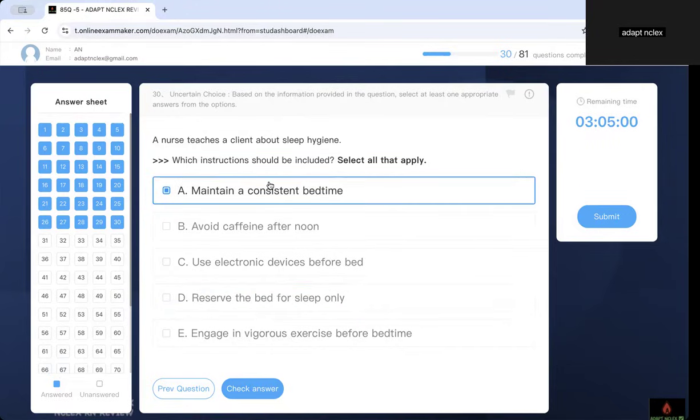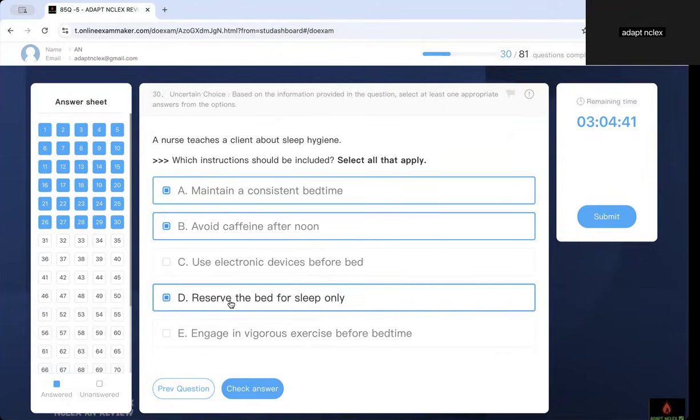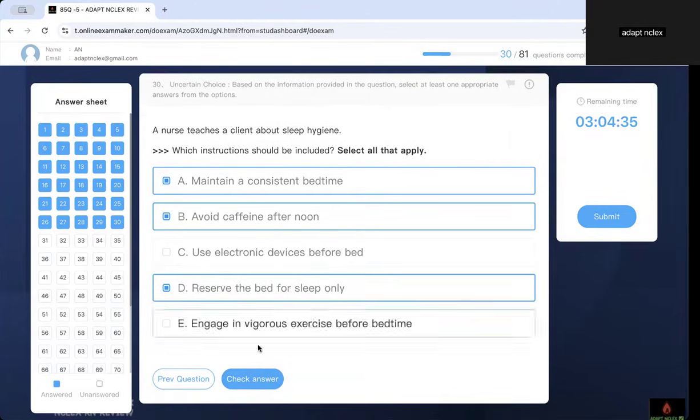A, consistent: your body gets used to it. Caffeine, you're not going to sleep, so if you avoid it, it's good. Using an electronic device before going to bed is not good. You stay on it and you pass your bedtime. Don't use it. Reserve the bed only for sleep; when you're ready, go lay down. Exercise should be far away, 4 hours minimum before you go to sleep. Therefore, this is not good.